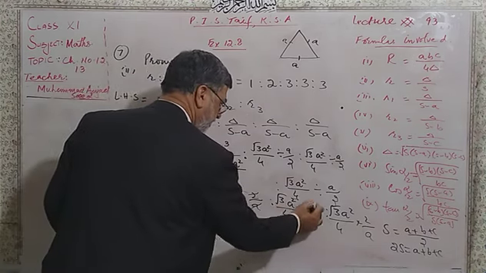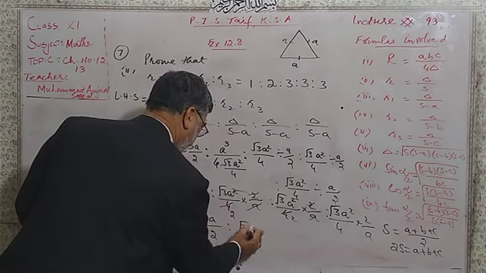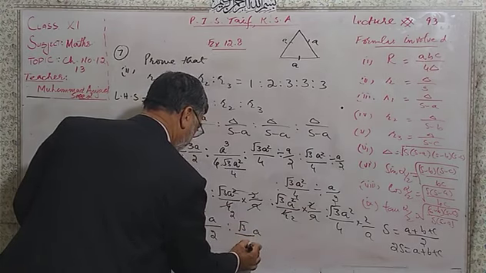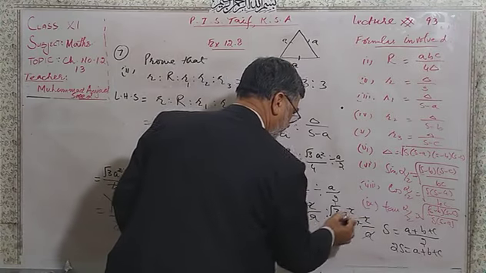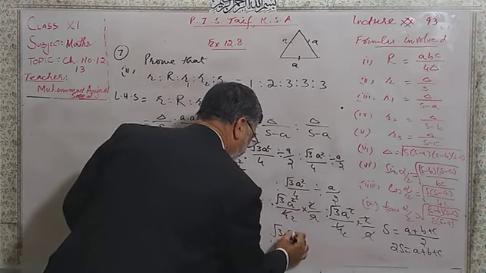Ratio root 3 A over 2. Then ratio root 3 A over 2.